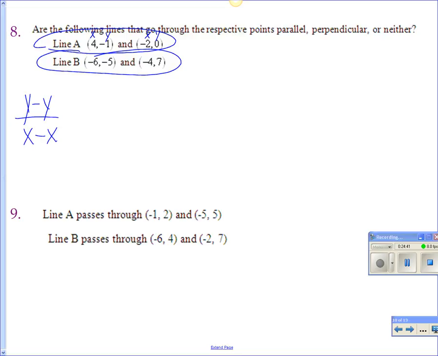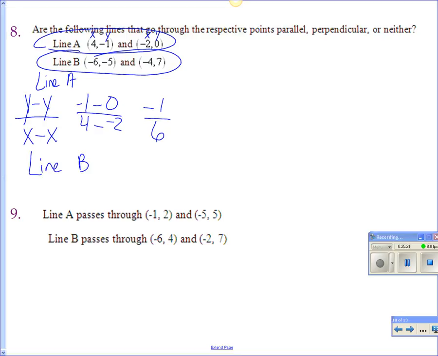So I'm going to start with the first ones. I'm doing the first 2 points. Negative 1 minus 0 over 4 minus negative 2. So I'm doing line A right now. All right, Zaria, what do you get on the top right here? And Chuck, tell me what you get on the bottom. Minus negative, okay? So you get negative 1 over 6. So that's line A. Now we have to do line B.